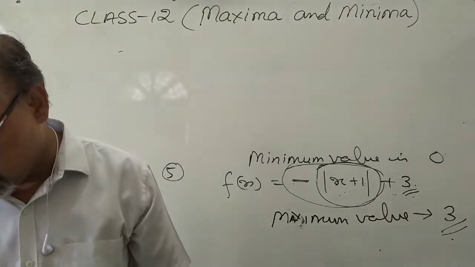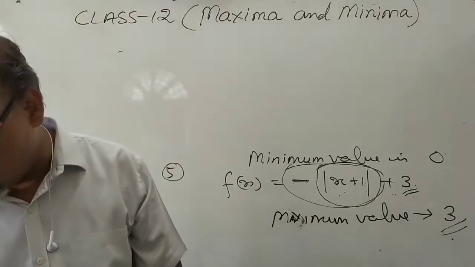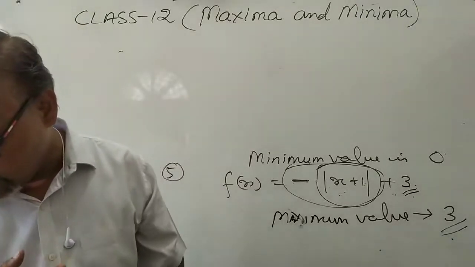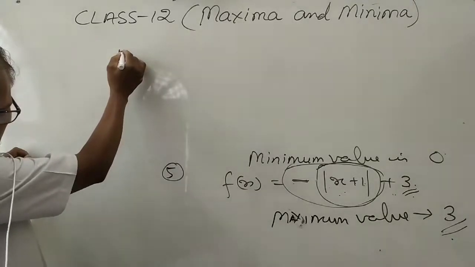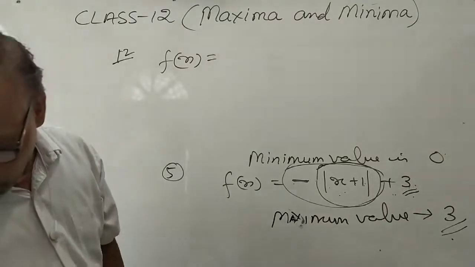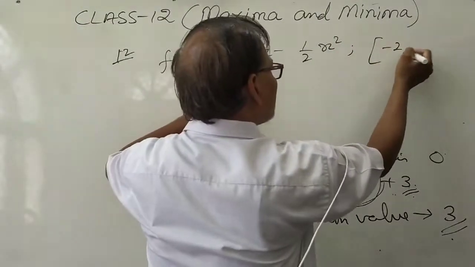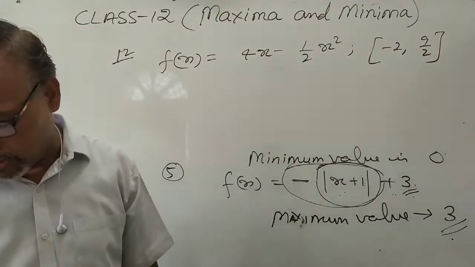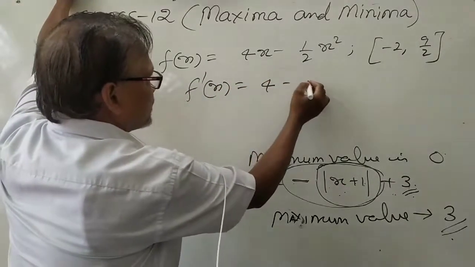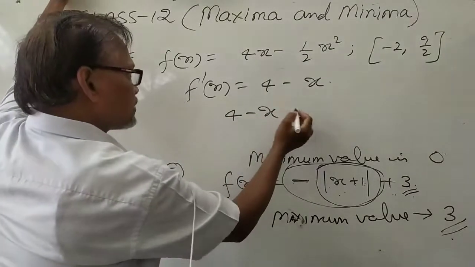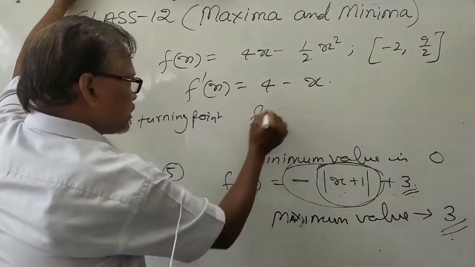In some questions you have to find the points of absolute maxima and absolute minima. In this case you have to differentiate, since they are asking for critical points, like question number 12: find the minimum and maximum values, if any, and also find the points of maxima and minima. For example, f(x) is equal to 4x - 1/2 x², and the points given are -2 and 9/2, but you have to find more points in this interval only. First you differentiate: 4 minus x is equal to 0 for the turning point, f dash x is equal to 0.